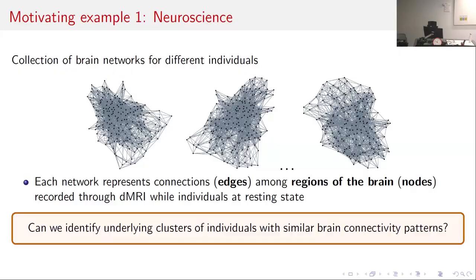So when faced with this population of networks, one research question that arises is whether we can identify underlying clusters of individuals with similar brain connectivity patterns. So this relates to the first project on clustering individuals based on their connectivity patterns of their brains.